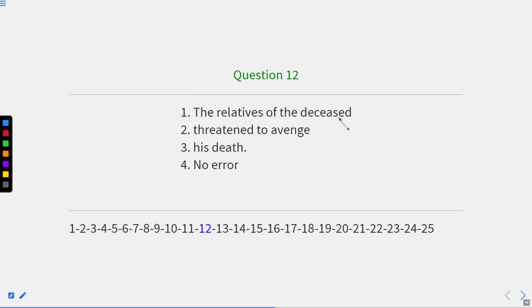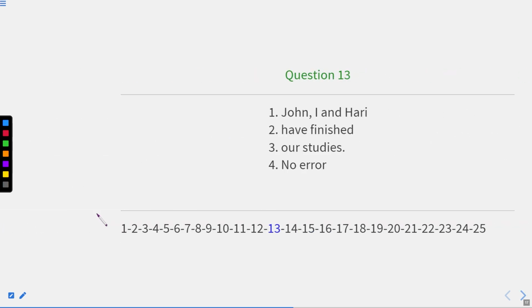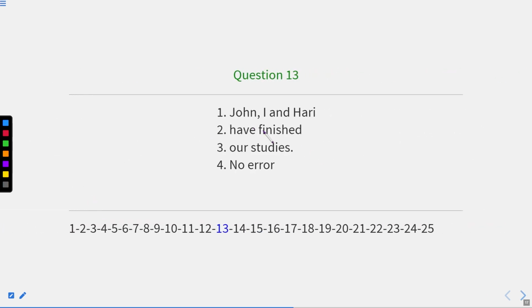Okay. Now let us move to the next one, that is question number 12. The relatives of the deceased threatened to avenge his death. The deceased means the dead person. Threatened means they gave a threat to another person to avenge, meaning to take revenge for someone, to avenge his death. So this sentence is absolutely correct, therefore the answer is no error.